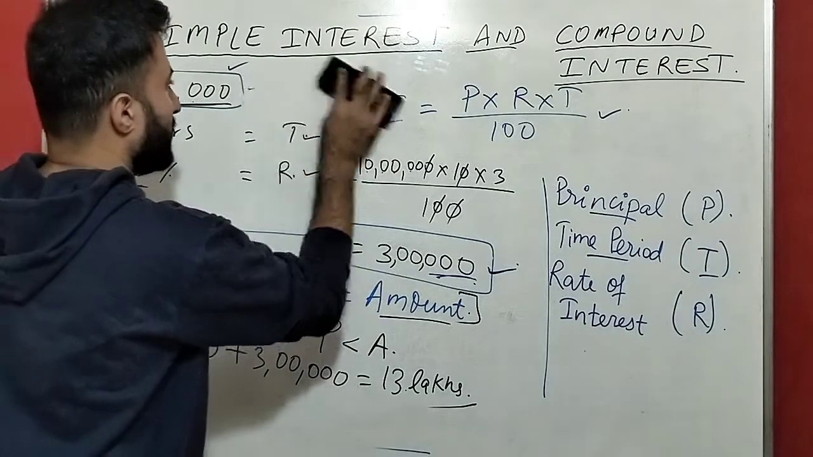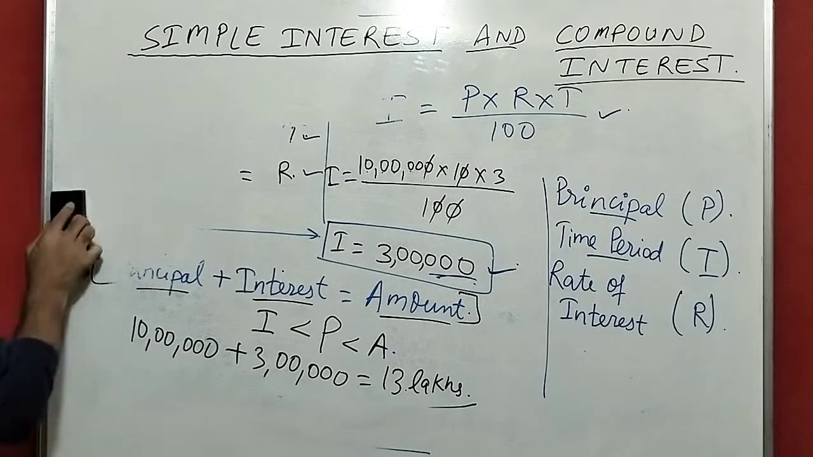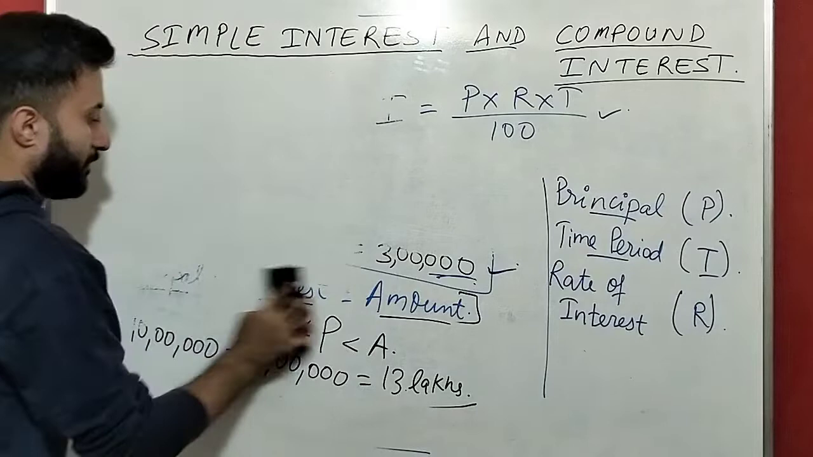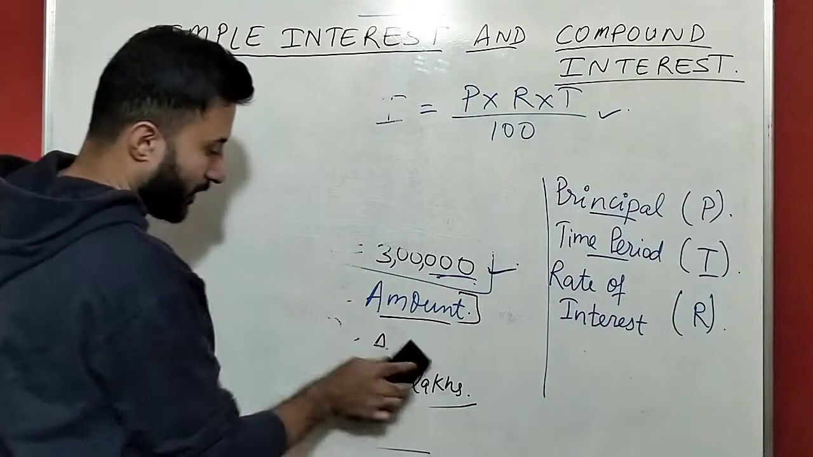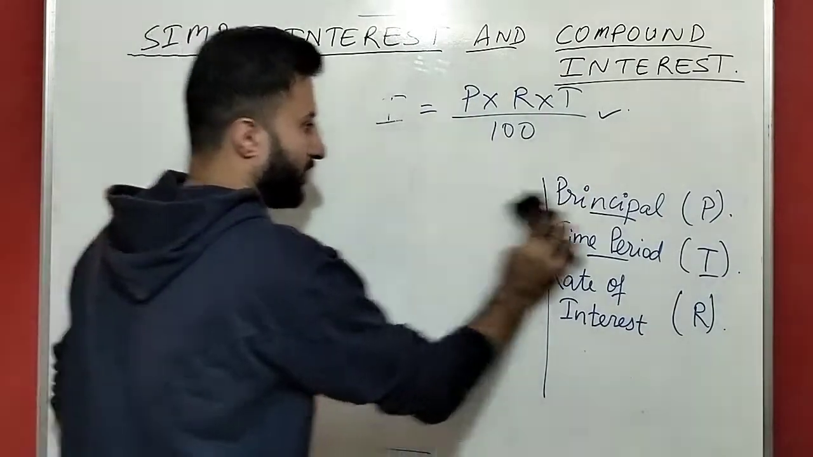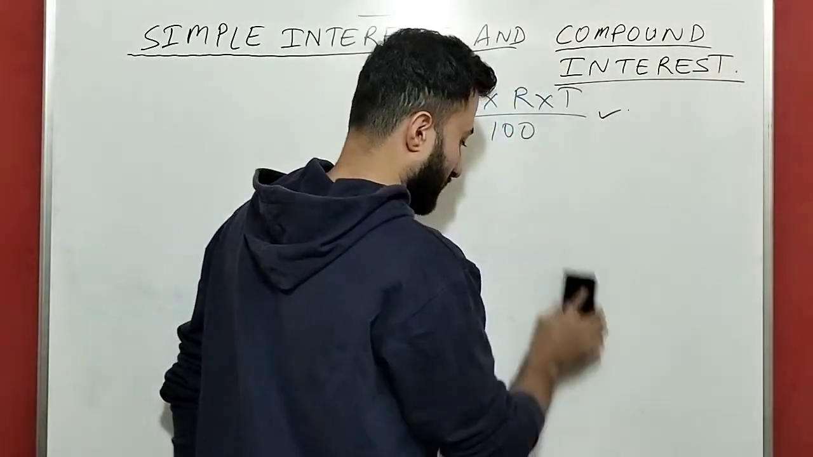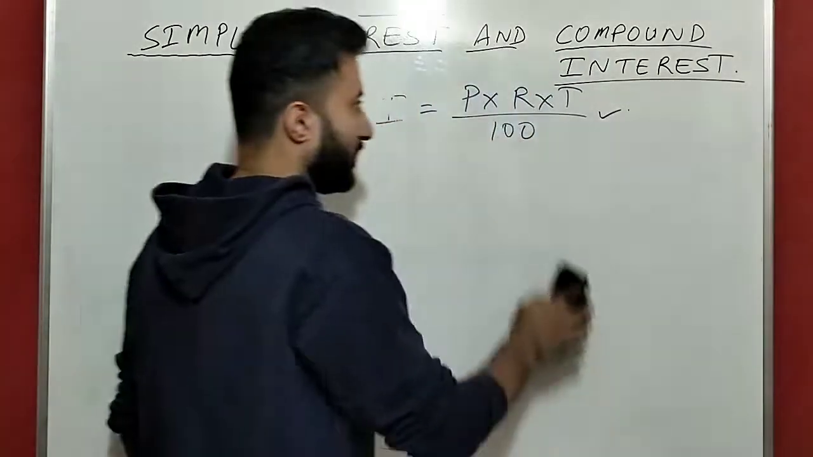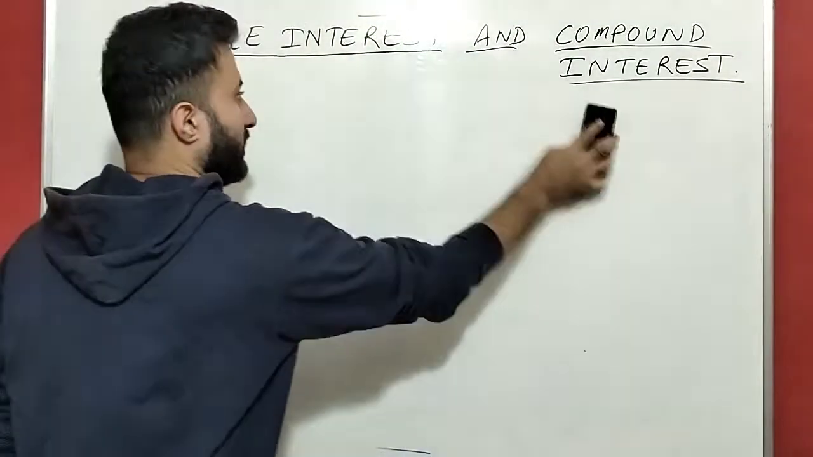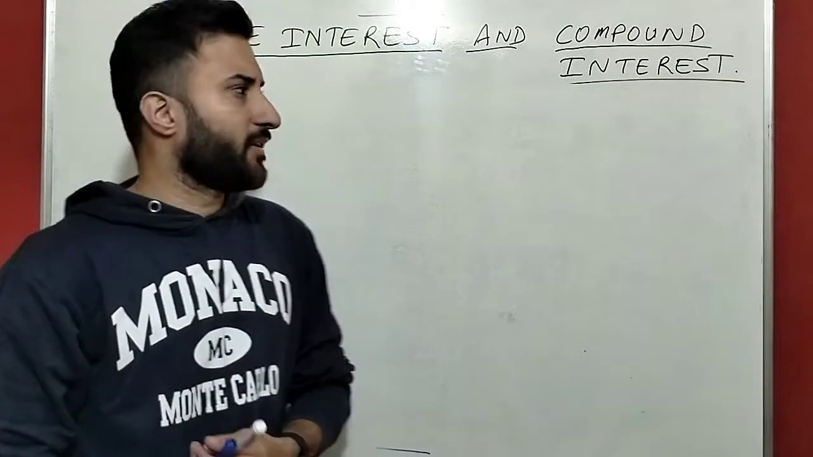Okay, now in that we have talked about interest. What is the formula for interest? P into R into T by 100, P into R into T by 100. Okay, we have talked about the interest. What is the interest? Interest is nothing but the extra charges you are paying for the principal, which means the borrowed money. Whatever extra charges you are paying for the borrowed money, that is the interest.